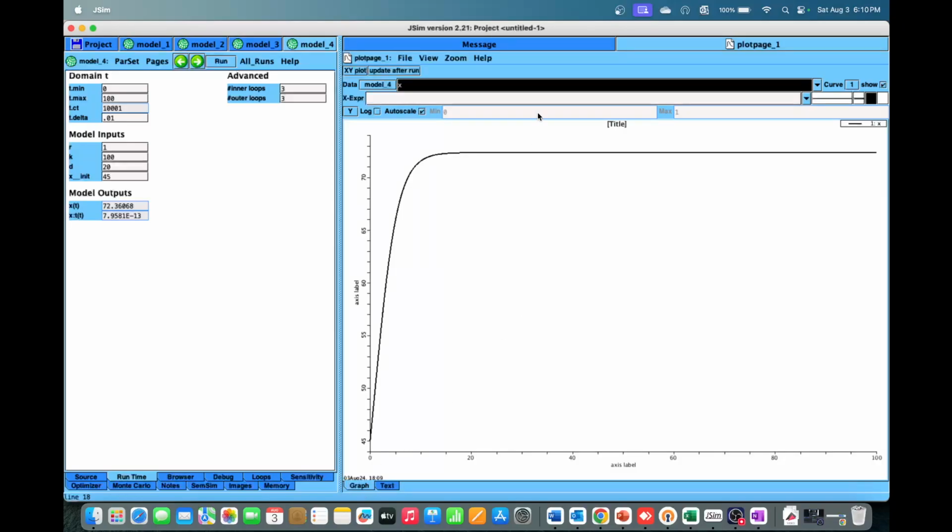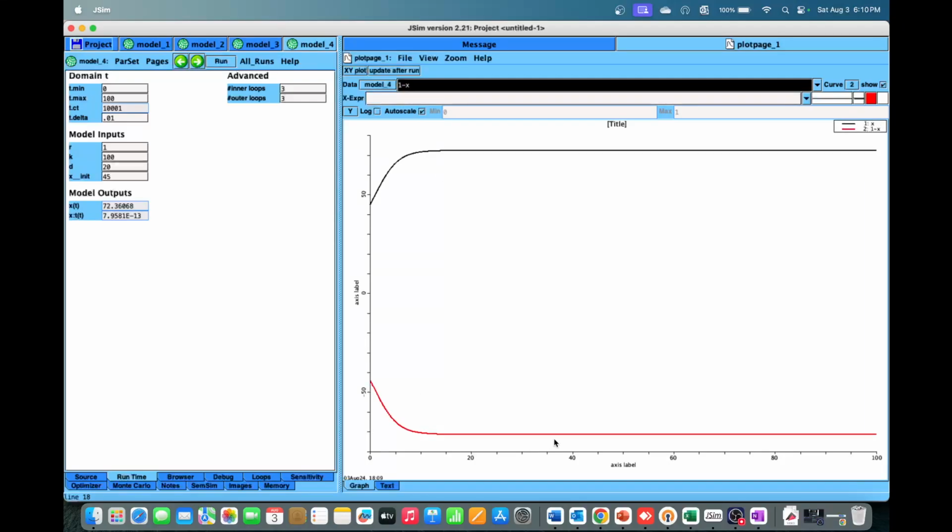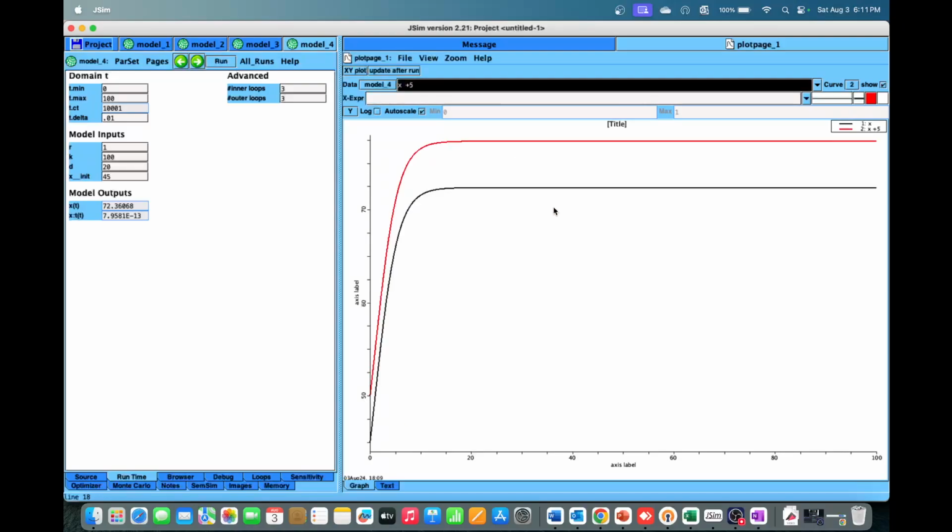Now if you want to add another thing, say for example you want to check how 1 minus x is looking, just add it, and it will come like this. Or if you want to check how x plus 5 is looking, it will come like this. So you can tweak these things and check with different parameters.